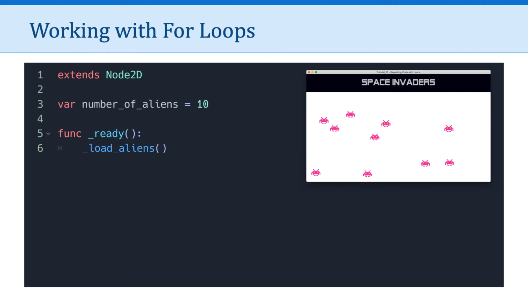So here's a quick mock-up of something similar to Space Invaders. As you can see here on the right-hand side of the screen, there are 10 aliens present. So how did I do that with a for loop? Well, in this case, in line 3, I have a global variable called number of aliens, and I'm setting that equal to 10. And then as soon as my code runs, I'm manually calling a function called load aliens.